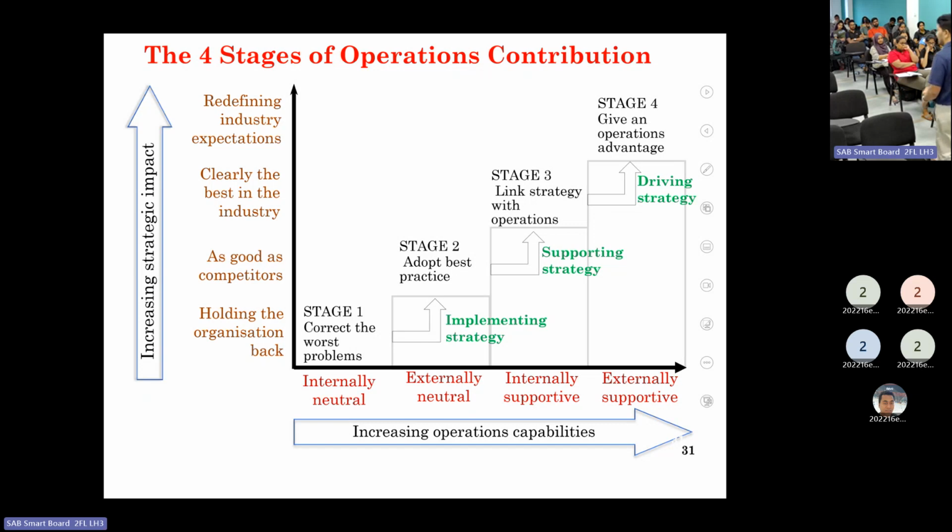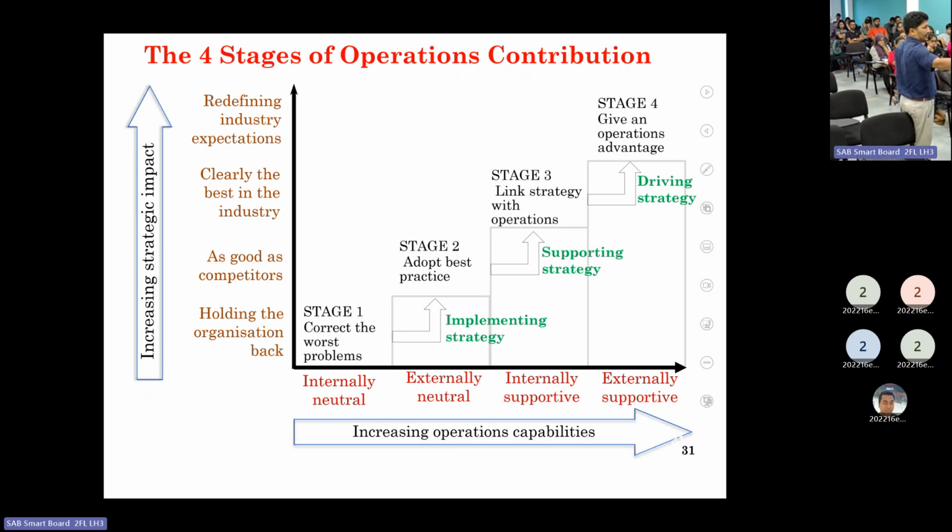So the business strategy and operation strategy are properly linked. Supporting strategy contributes to the organization clearly being the best in the industry, market leaders. Of course, they have well-aligned business strategy and operation strategy, and that helps them perform far better than their competitors. That level we call internally supportive strongly.